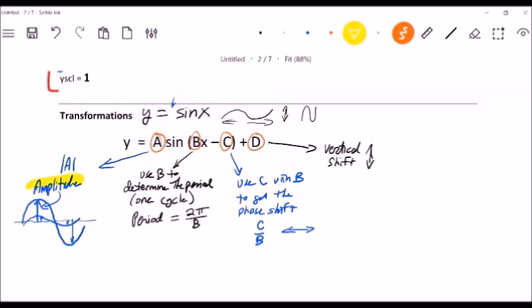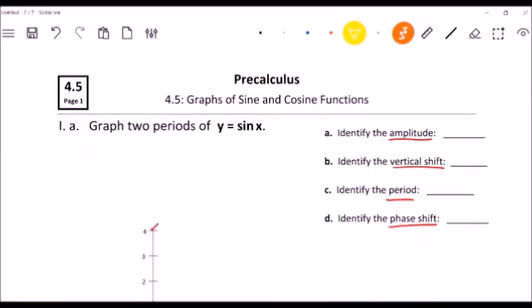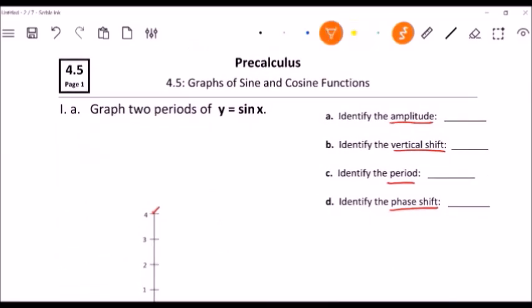So let's mark these. Amplitude, the period, the phase shift, and the vertical shift. And those four things we will find here next. They're sort of out of order, but we can still use them. So I'm going to write this, remembering that A is supposed to be here. This is supposed to be bx minus c, and then right after it is supposed to be d.